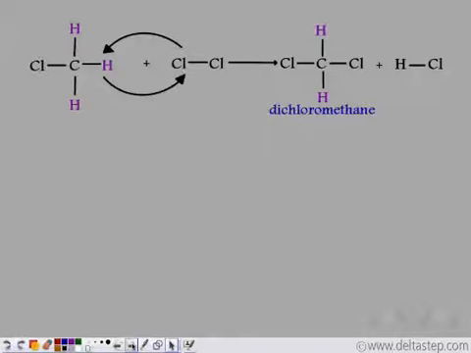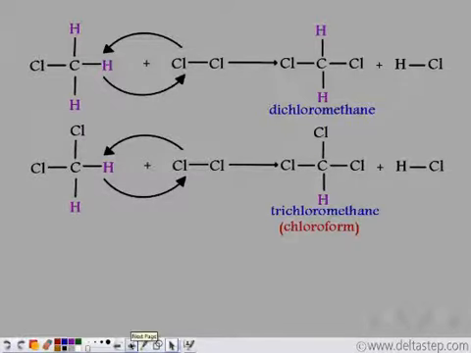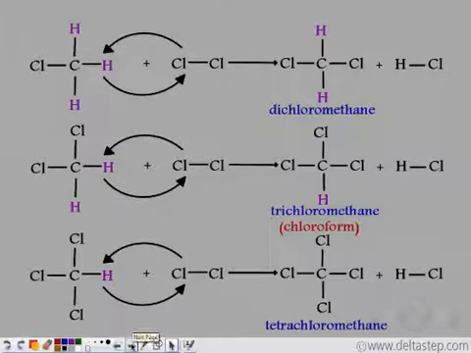Now if this dichloromethane further reacts with chlorine, since there are 2 hydrogens in this, again one hydrogen atom is replaced by a chlorine atom. So we get trichloromethane, which is also known as chloroform, and also a molecule of hydrogen chloride is formed. Now this trichloromethane is further made to react with chlorine. Since there is still one hydrogen left, one chlorine atom replaces this hydrogen atom, so it forms tetrachloromethane and a molecule of hydrogen chloride.